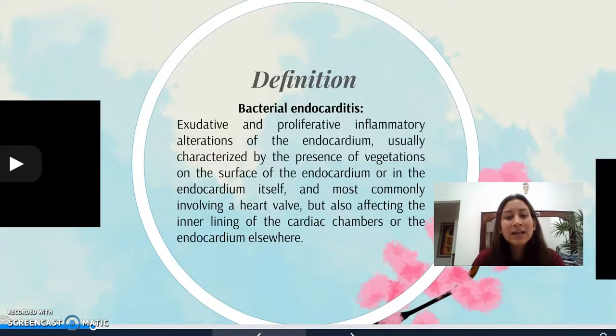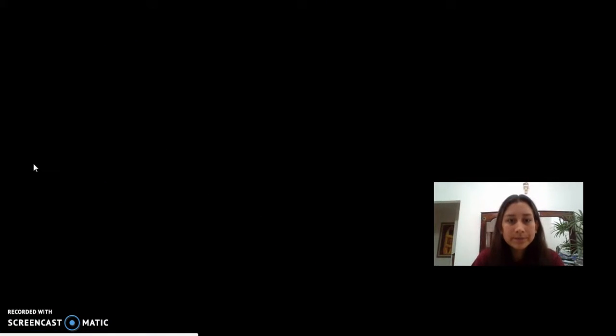Bacterial endocarditis is an exudative and proliferative inflammatory alteration of the endocardium, usually characterized by the presence of vegetation on the surface of the endocardium or in the endocardium itself, most commonly involving a heart valve, but also affecting the inner lining of the cardiac chambers or the endocardial airways. Then we have the video about bacterial endocarditis.